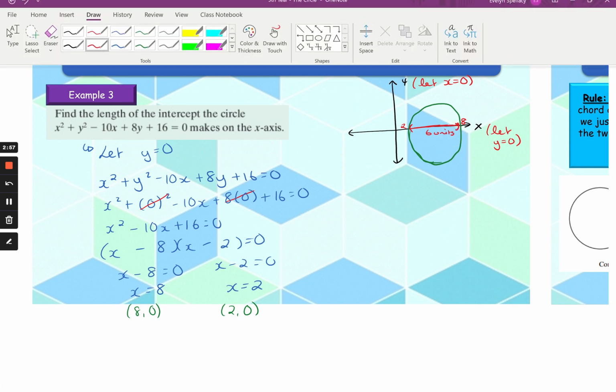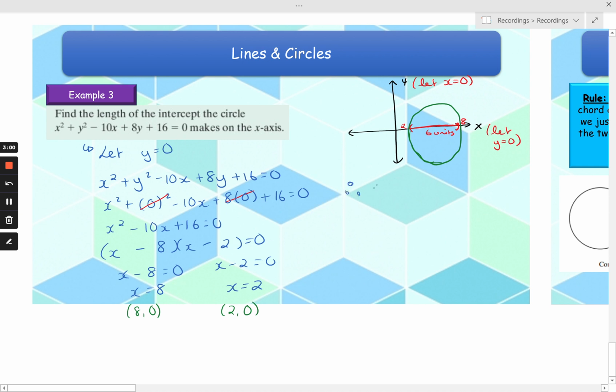So that means I can finish with, therefore, the length of the intercept of the circle on the x-axis is equal to 6 units, to make sure we've clearly answered the question. So remember, guys, if it's going across the x-axis, we're going to let y equal to 0. If it's going across the y-axis, we're going to let x equal to 0 and use that to solve any problems in between. So if you want to pause the video here, add our workings for example 3 into our notes booklet, and then we're going to resume and look at example 4.